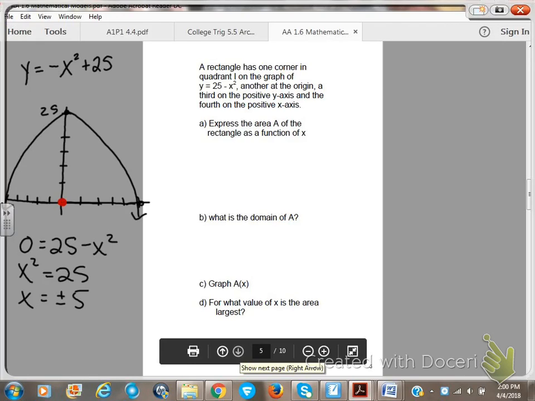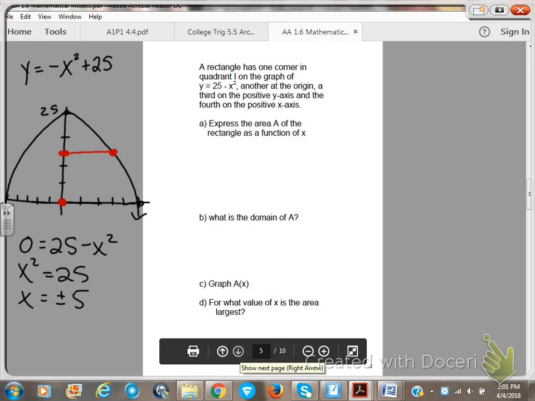So somewhere on this piece of the parabola, there is a corner of the rectangle. I'm going to put it here. I completely arbitrarily picked that. Another corner is on the positive y-axis. So if we want the positive y-axis, would that be the top half or the bottom half? Top. Now it is a rectangle, so it has to be perfectly straight over from there.